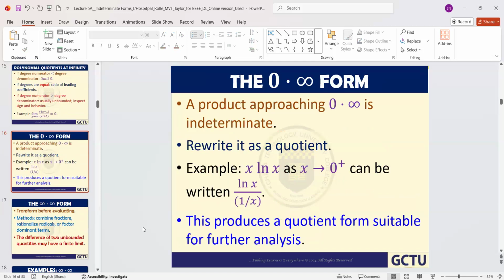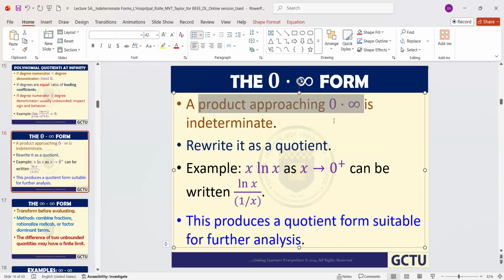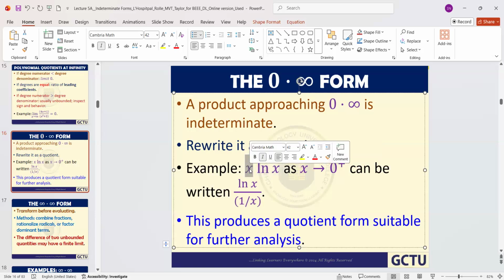Okay, so we are looking at the other type. So we've seen infinity over infinity. Now let's see an example of infinity multiplying 0. Now, if you get a product approaching 0 multiplying infinity, it's also an indeterminate form. The first thing you need to do is rewrite it as a quotient. So maybe something you were given is, for example, x natural log of x. So for us to be able to solve this, because if I put infinity here, I'll get, sorry, is it infinity?